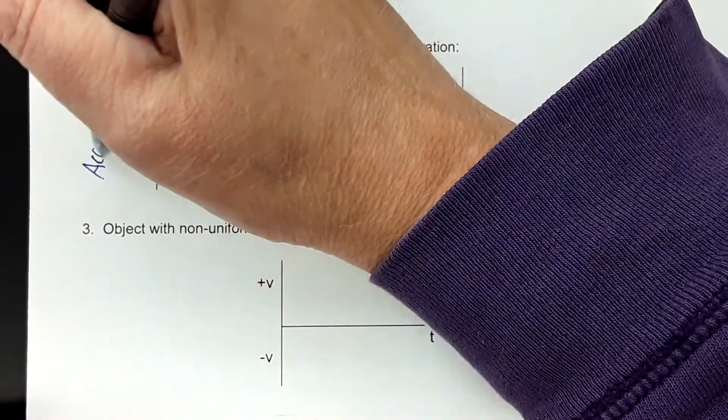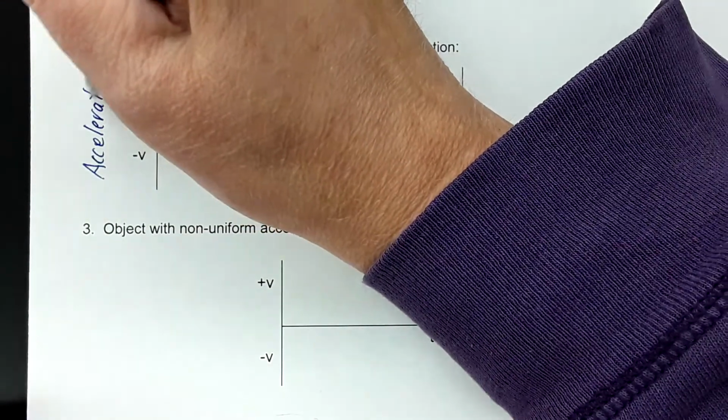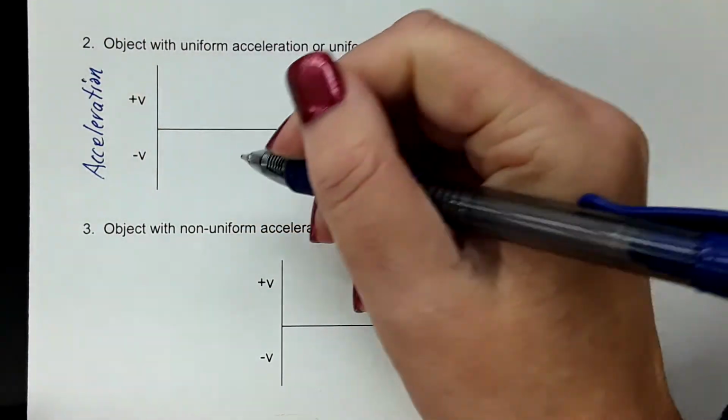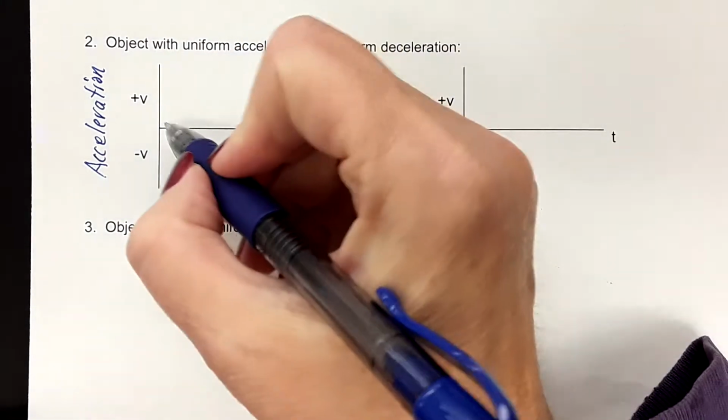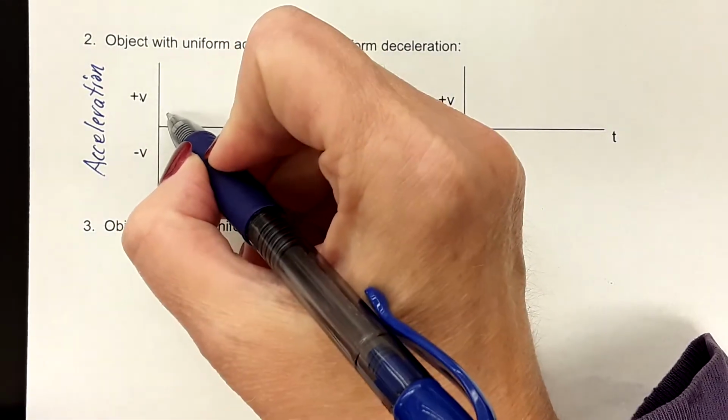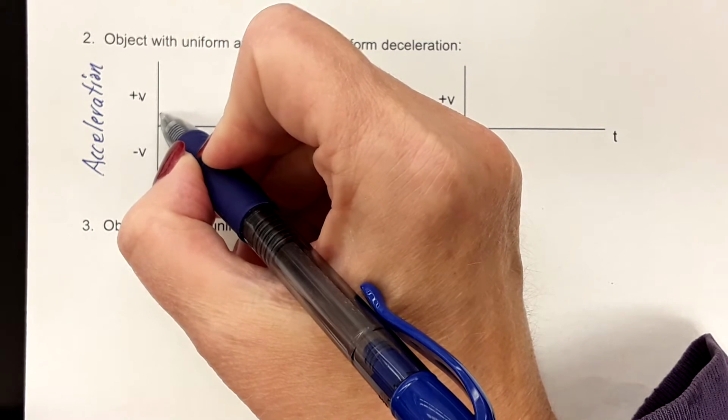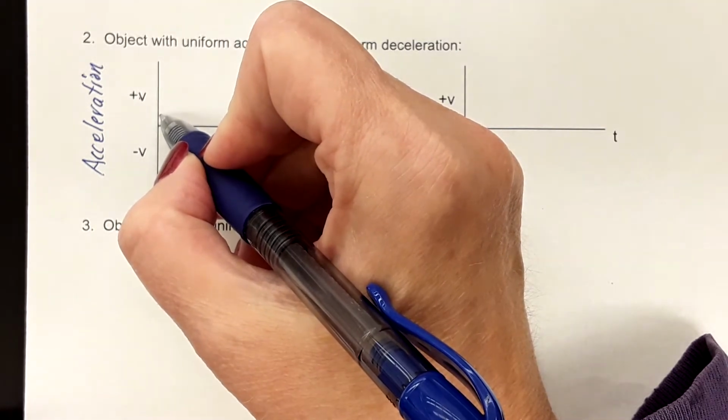Let's talk about acceleration real quick. If your velocity is increasing, how do we show that? Well, again, if you're moving in the positive direction and you want to increase your velocity, you have to have an acceleration increment with the same sign.